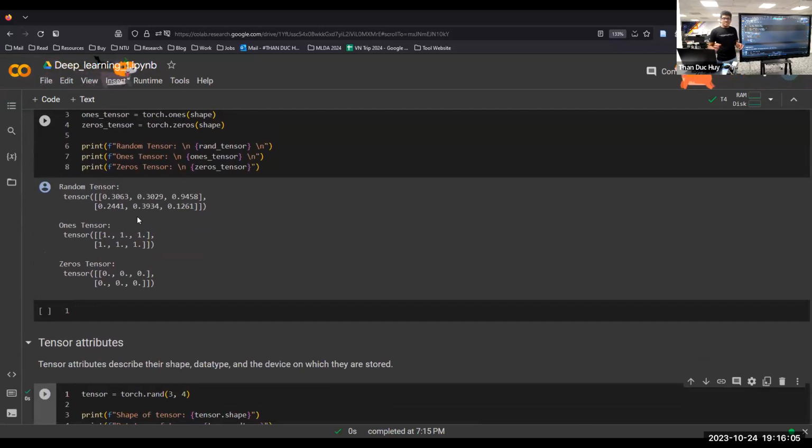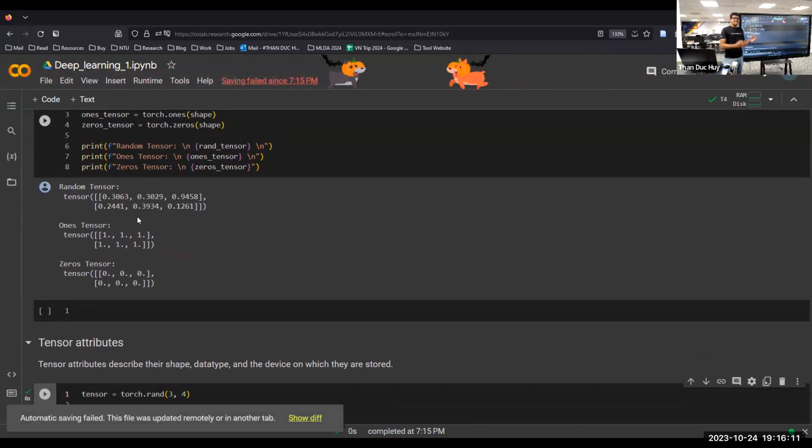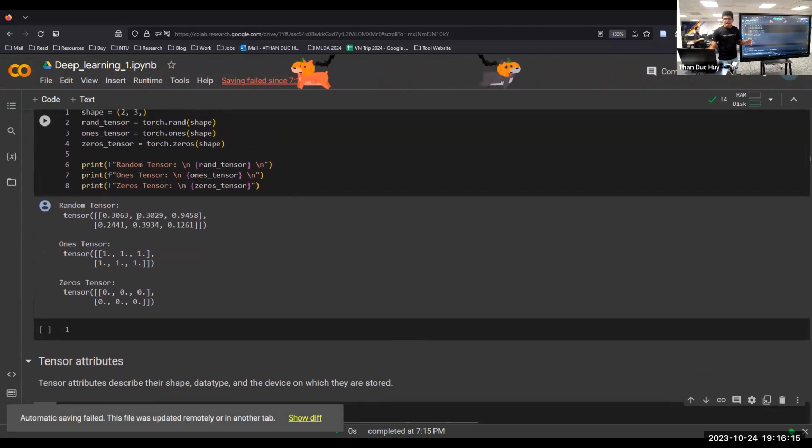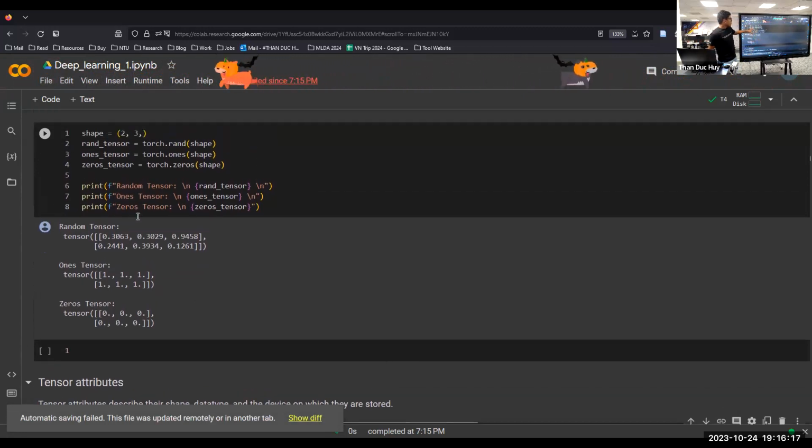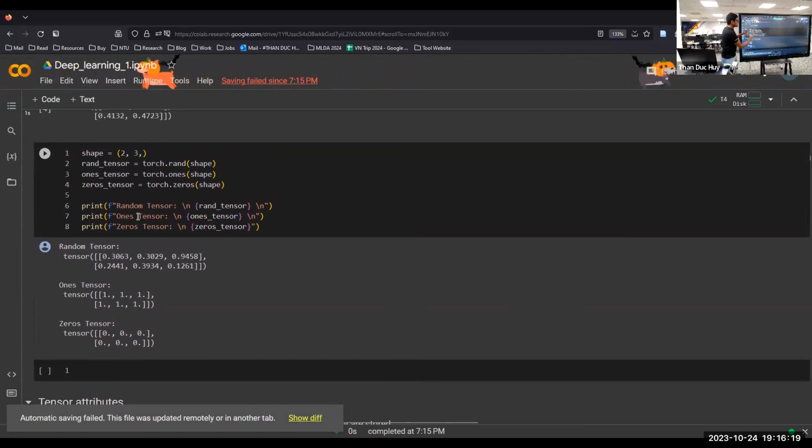Some of these tensors, if you keep on increasing dimensions, you won't be able to tell them apart and say, this is a row, this is a column. So you just have to remember that the number of numbers in the shape shows the number of dimensions, and the number between each comma shows the maximum number of values in each of those dimensions.